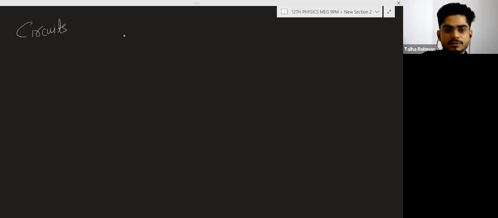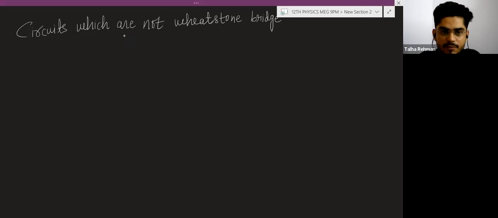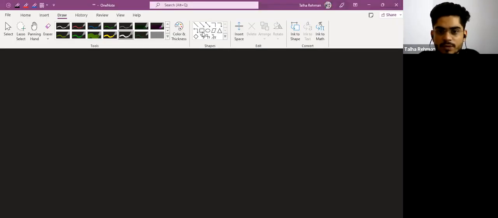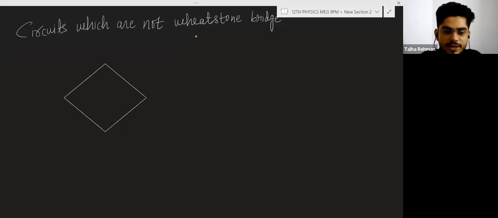Circuits which are not Wheatstone Bridge. Circuits which are not Wheatstone Bridge but look like Wheatstone Bridge. So just see here. Please focus here and see here. I am just drawing it.